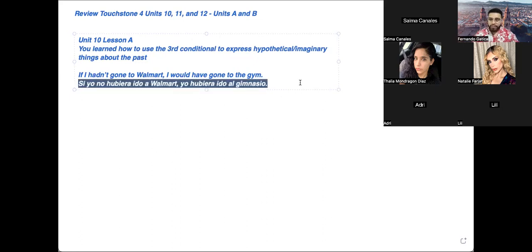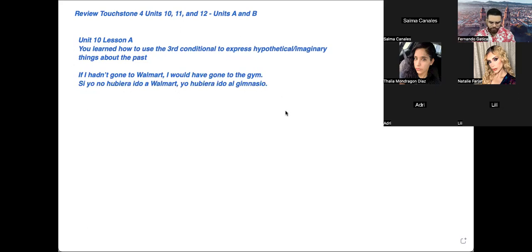And for some people, this is confusing. I remember one student asked me, I don't remember who. They said, ¿por qué si este es hubiera y este es hubiera? Porque en un lado se usa would y en el otro no. And, well, there is no real reason. It's just the structure. Okay, this is just the structure.